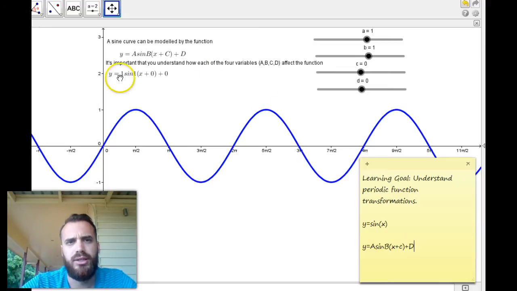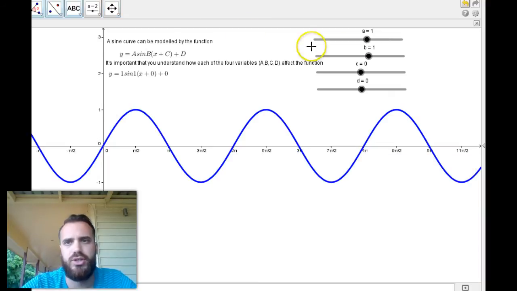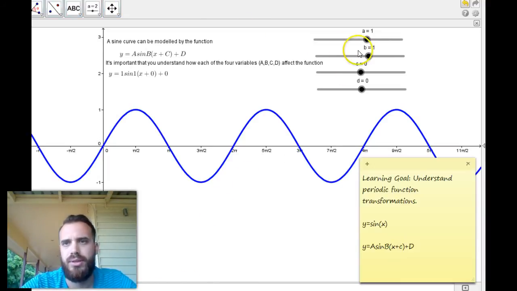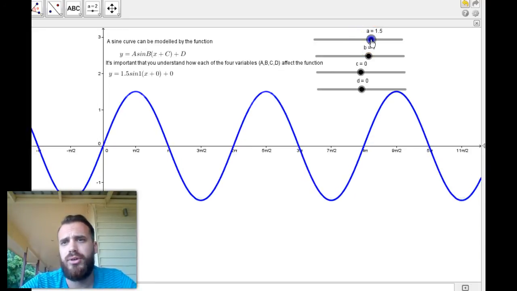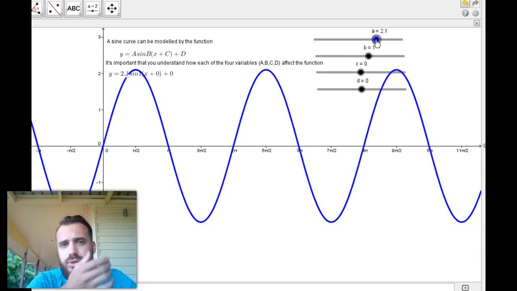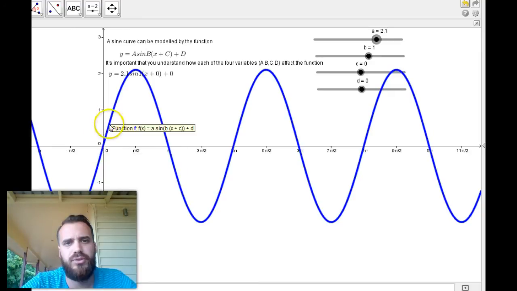First of all, let's work on the a value and see what the a value does when I shift it. I'm going to use this slider over here to shift it. Let's see what happens. As we move the a value up to 2, we can see that the amplitude of this thing has increased. It's gone from an amplitude of 1 up to an amplitude of 2.